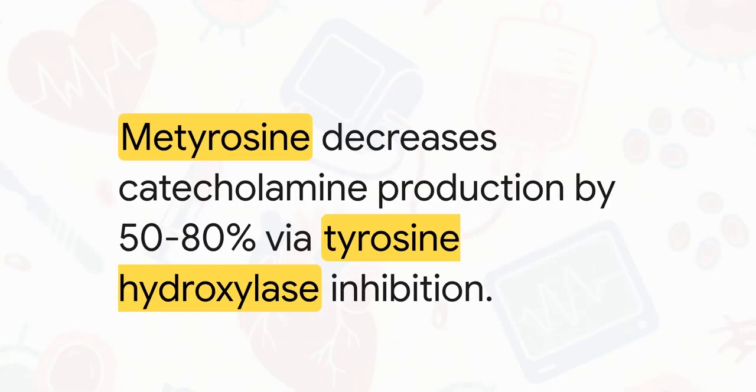But what if standard blockers aren't cutting it? That's where our adjuncts come in. Alpha-methylparatyrosine, or metyrosine, is an incredibly useful tool that actually decreases catecholamine production by a whopping 50 to 80% by inhibiting tyrosine hydroxylase. Keep in mind that specific adjuncts like metyrosine or highly titratable calcium channel blockers like nicardipine offer vital alternative pathways to stabilize your patient.